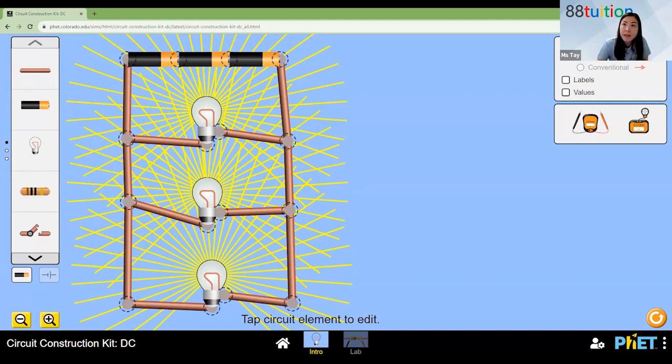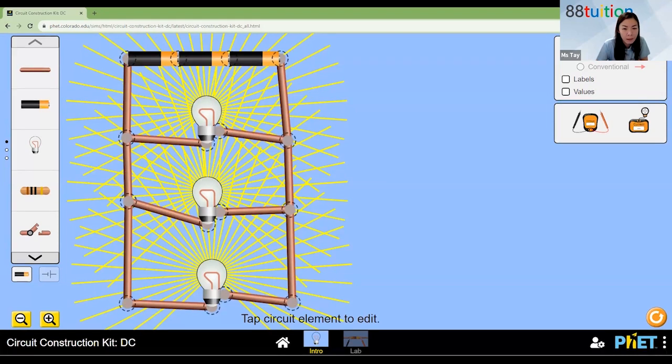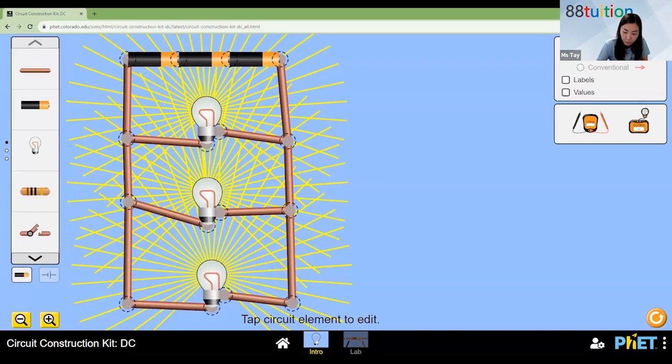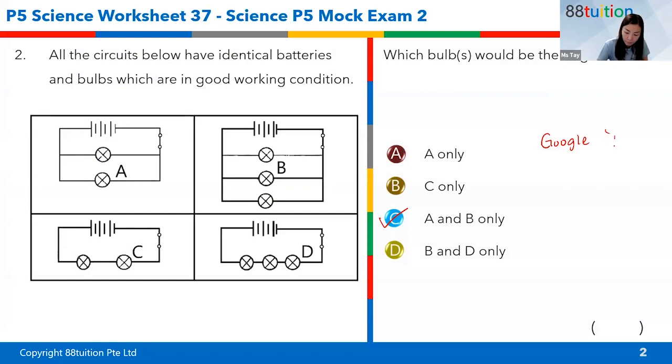Go and try this out. You just need to Google. Go to Mr. Google and key in PHET. You can do it on your own as well, and you can find your own answer.